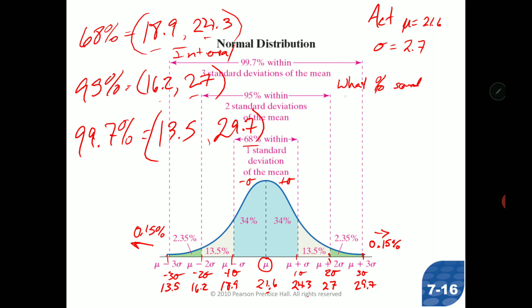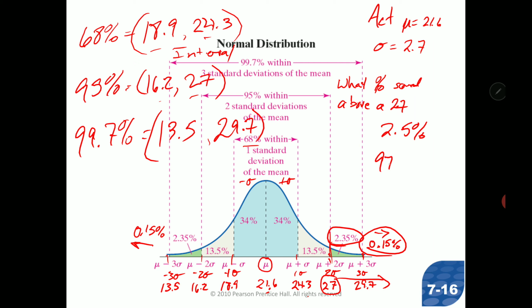scored above a 27? So that means going from the 27 here and on, I would add up just these two right here. So adding those together, that's 2.5% scored above a 27, which means 97.5% scored below.